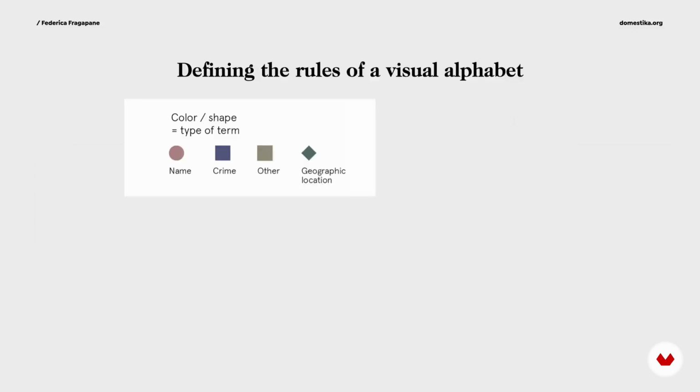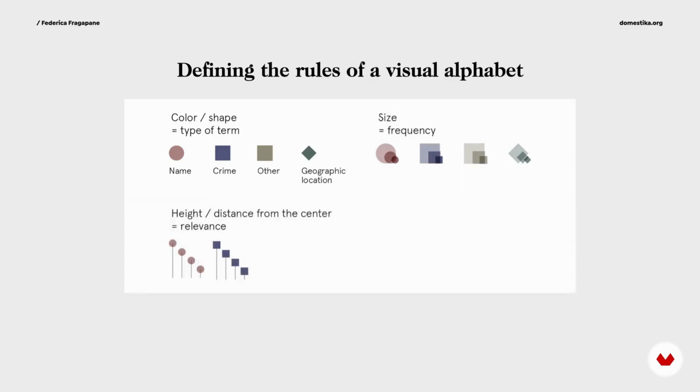Color and shape always represented the type of word. For instance, red circles for the personal names, blue squares for the terms, and so on. The size always represented the frequency, and the height or distance from the center, the relevance. And this phase, the definition of a legend, is an essential step in our design process, and we are going to work on it during our practical activity.